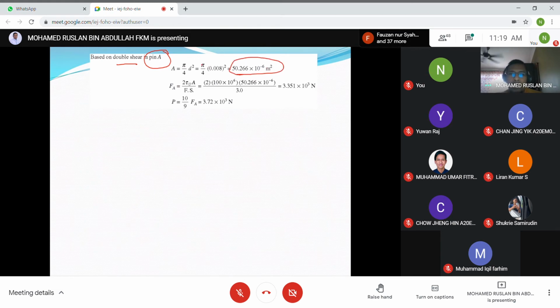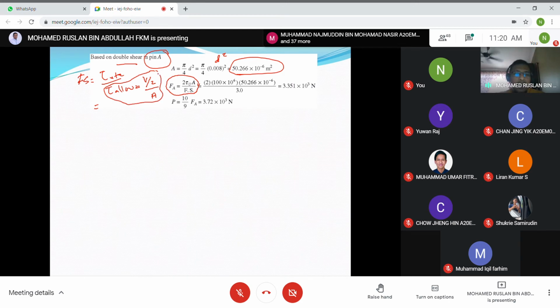This is from pi D squared divided by 4. This is the area for the pin, and the same thing. We consider the Fs. Fs, if you still remember, equals tau ultimate divided by tau allowable. So tau allowable in this case equals V over 2 divided by the area. So this is tau allow.